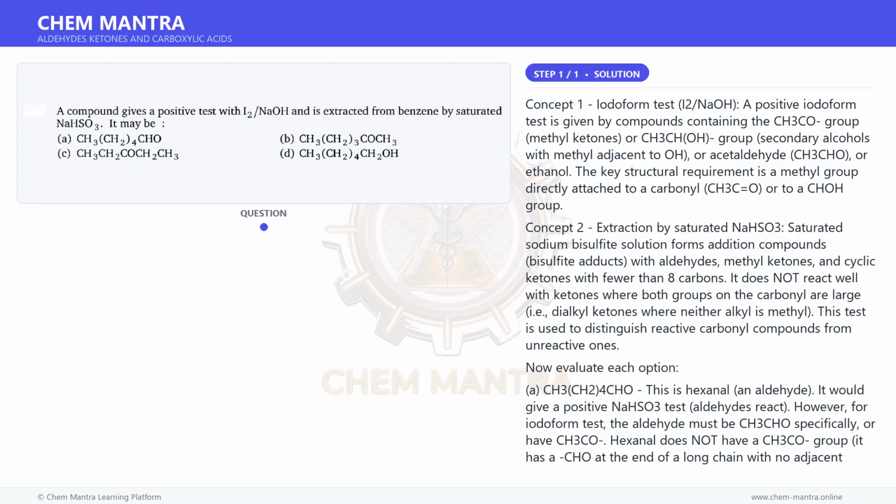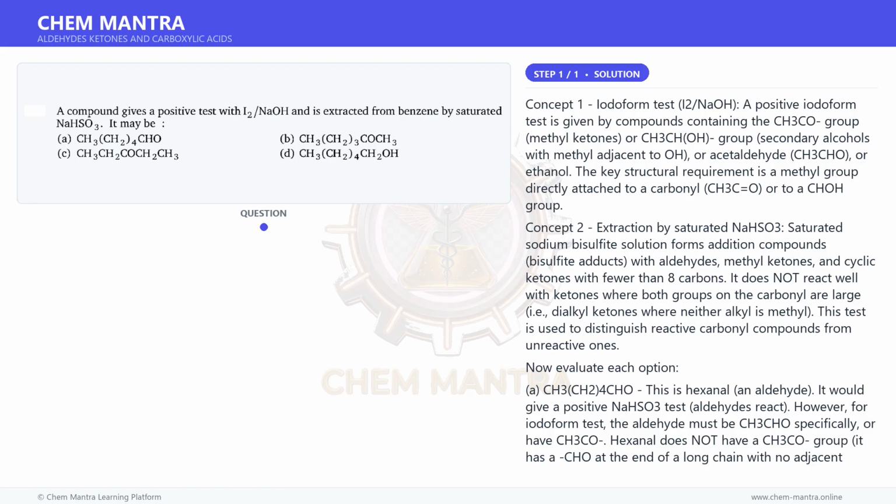Concept 1. Iodoform test. I2/NaOH. A positive iodoform test is given by compounds containing the CH3CO group, methyl ketones, or the CH3CH(OH) group, secondary alcohols with methyl adjacent to the carbinol carbon, or acetaldehyde, CH3CHO, or ethanol. The key structural requirement is a methyl group directly attached to a carbonyl, CH3C=O, or to a CH(OH) group.